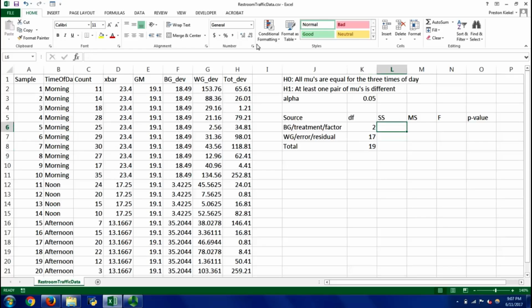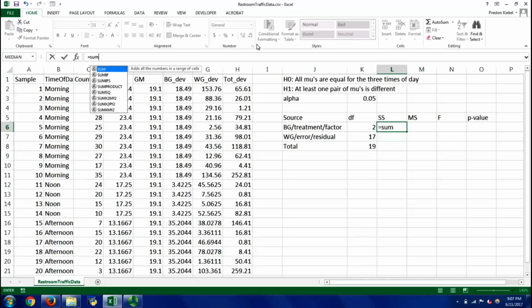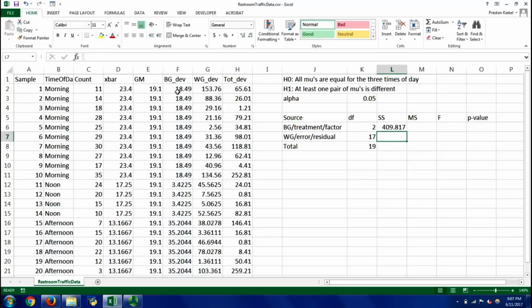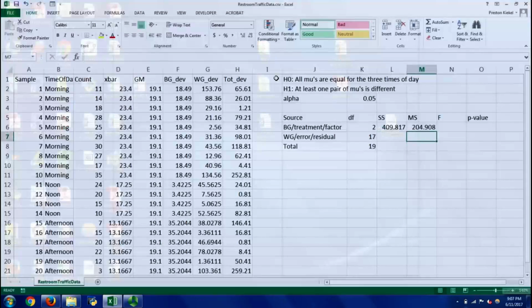Now to get the sum of squared deviations between groups, I'm going to sum this, just like it sounds. Here are the squared deviations between groups, added up. There it is. From that, I'm going to compute the variance between groups, also known as the mean square between groups, the treatment effect. As with all variances, the mean square is the sum of squares divided by its degrees of freedom. And there it is, 204.9.